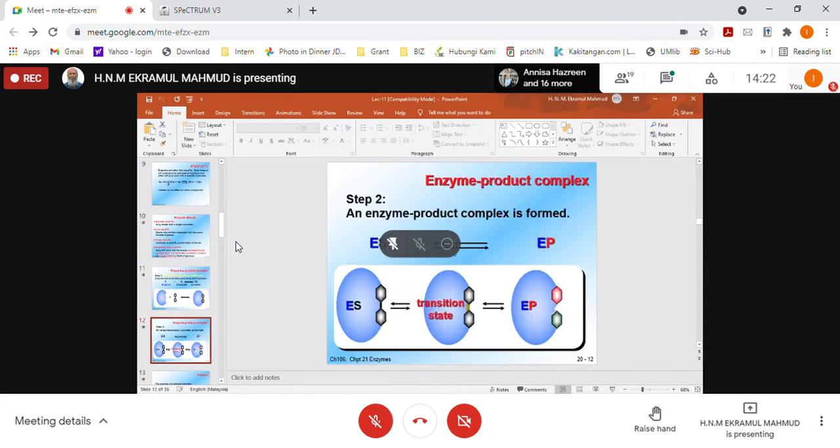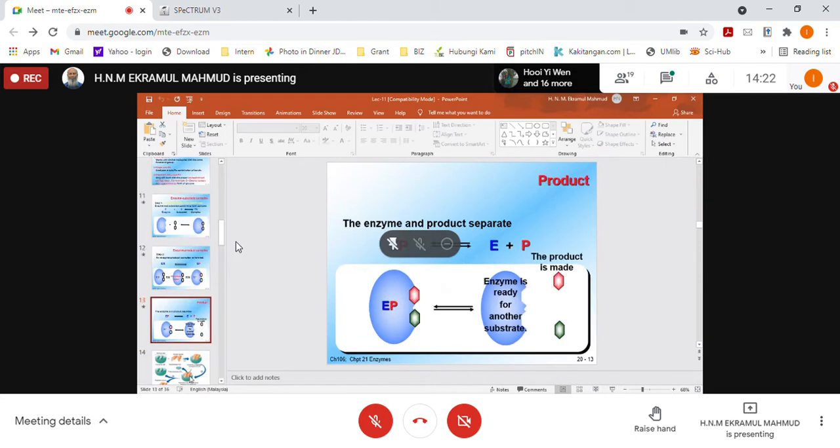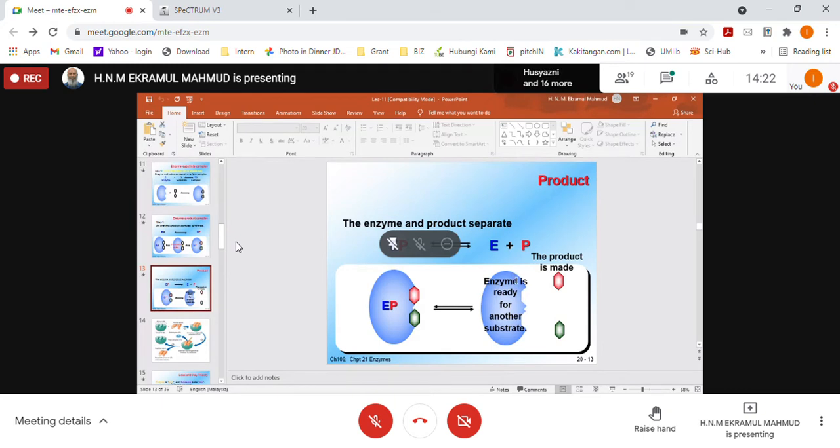So an enzyme-product complex is formed. It passes through this transition state, and it's a complex. Later this complex breaks down into the product, and the enzyme is free. The enzyme is ready for another substrate to react with, right? So here are the products coming out from this enzyme and your substrate. It's now separated out as a product, right?